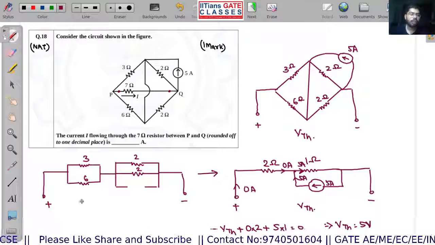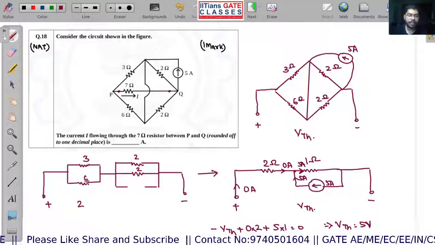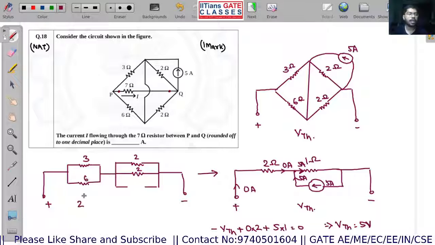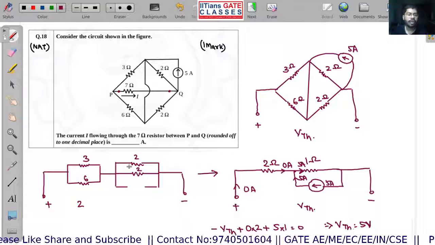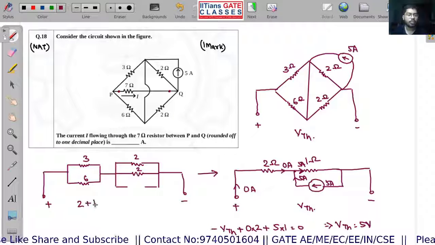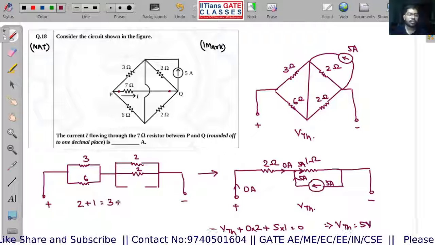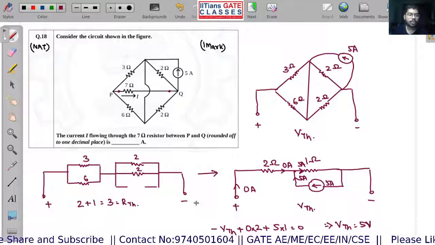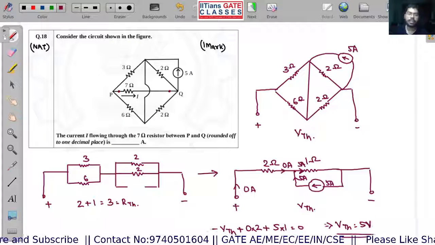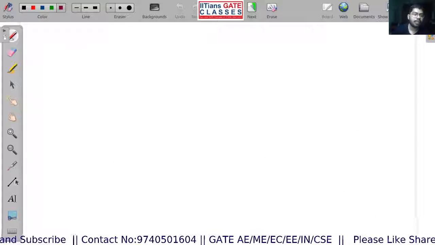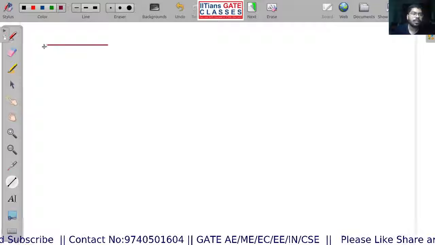Now you see, this 3 and 3 are in parallel. The parallel combination will result in 2, and this 2 and 2 are also in parallel, and both of them are in series. So 2 plus 2 is equal to 3. So RTH comes out to be 3 and VTH is 5. So let me redraw this circuit. So this will be basically what?